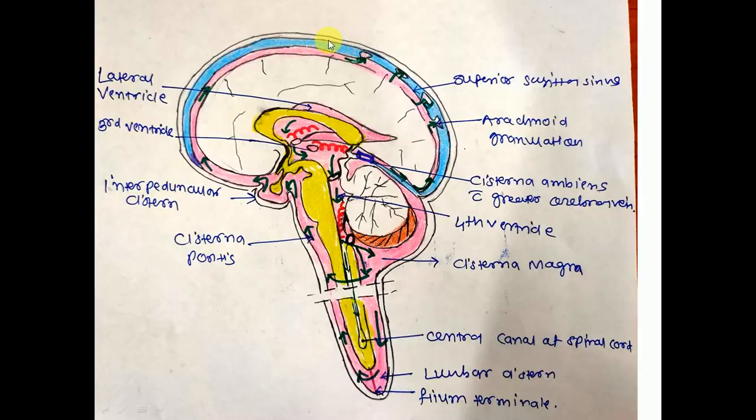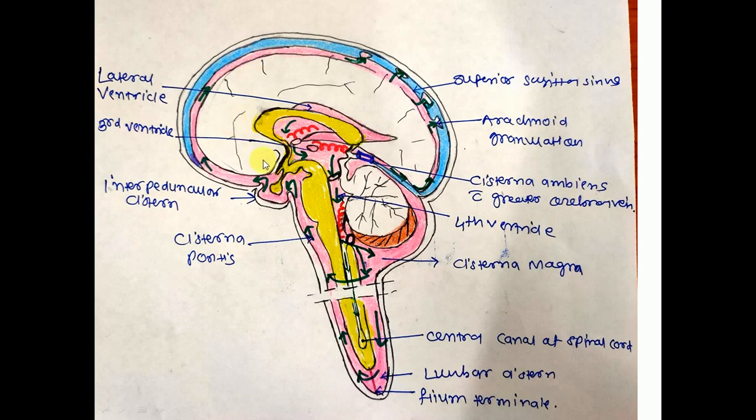Okay. So what is CSF? Here in the diagram it is shown with this light pink color. Various parts of the CNS, particularly the ventricles and all these systems, are filled with CSF. So CSF is known as cerebrospinal fluid. It is a clear, colorless, water-like fluid. Composition is almost similar to the blood plasma or interstitial or extracellular fluid.